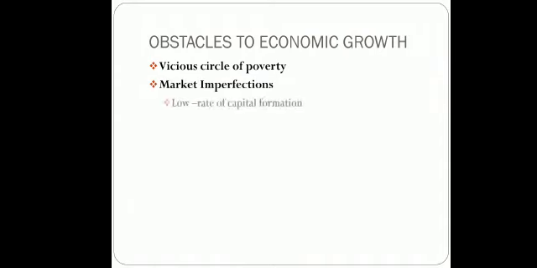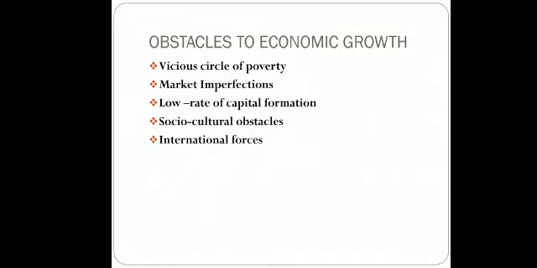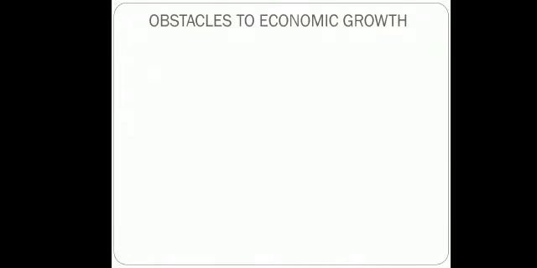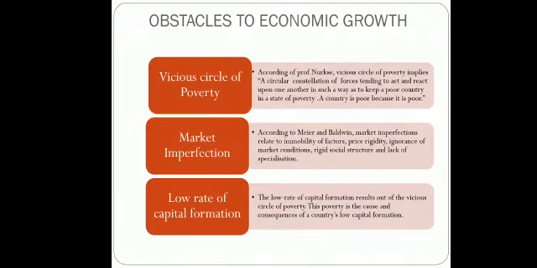First, we have the vicious circle of poverty. Next, market imperfections. Third, low rate of capital formation. Fourth, socio-cultural obstacles. Fifth, international forces. And the last one is administrative incompetence and corruption. Now, let's discuss in detail all these obstacles. First one is the vicious circle of poverty.